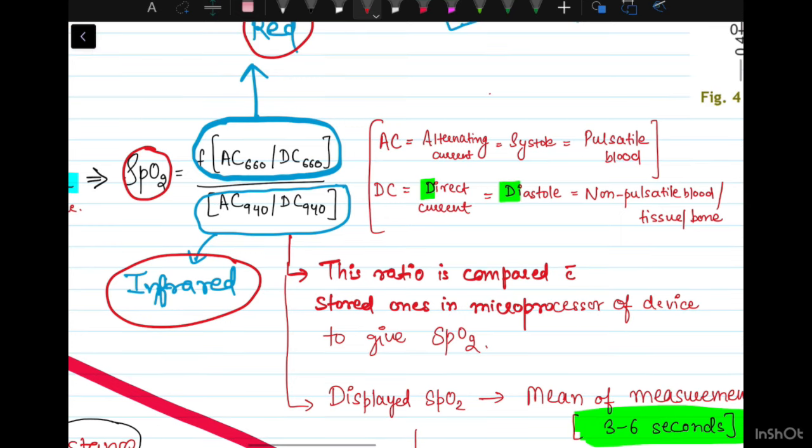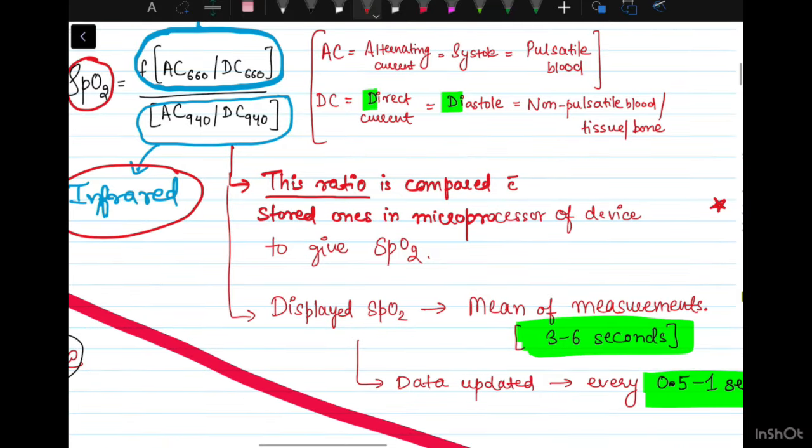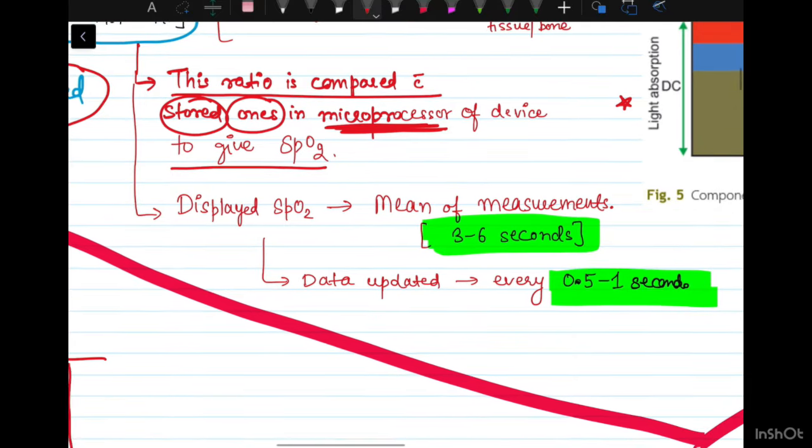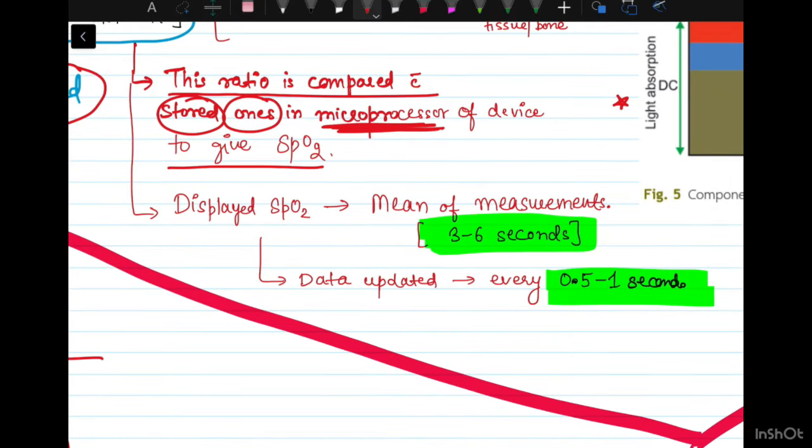How, you may ask me, does the machine calculate by dividing these two ratios, AC by DC of the red light and divided by the AC by DC of the infrared? It is because this ratio is compared with the stored ones in the microprocessor of the device. The machine already has stored data for this, and it will compare it with the stored ones and give you a value of SpO2.